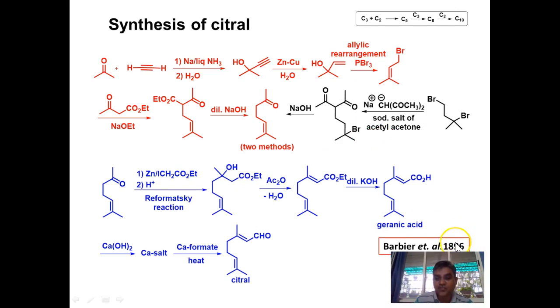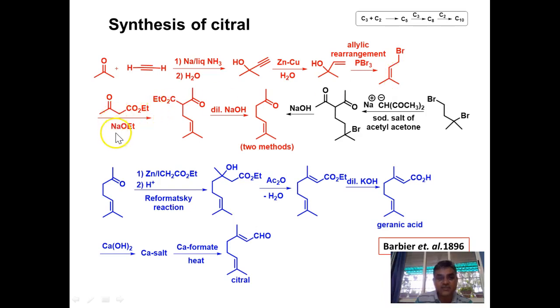It was proposed in the year 1896. The synthesis starts from acetone, which is offering 3 carbon atoms, and acetylene, 2 carbon atoms. In presence of sodium in liquid ammonia, it forms propargyl tertiary alcohol. Propargyl tertiary alcohol undergoes partial reduction to get an allylic tertiary alcohol, and allylic tertiary alcohol on reaction with PBr3 forms allyl bromide.